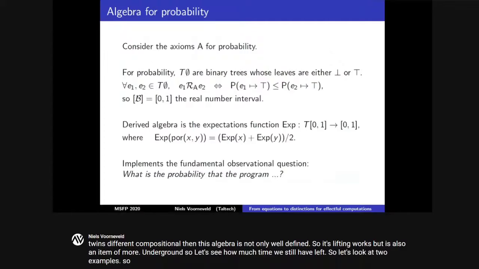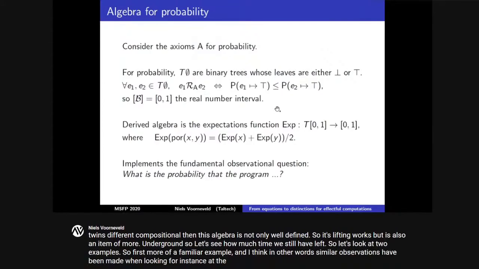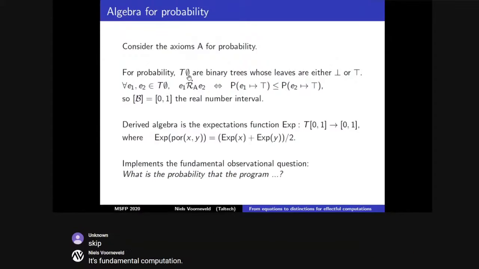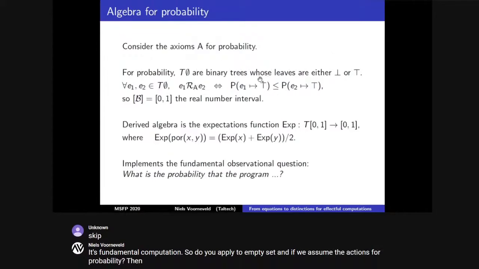So first, more of a familiar example, and I think in other works similar observations have been made, when looking, for instance, at the monad of subdistributions applied just to the unit element. In this case, we look at fundamental computation, so T applied to the empty set. And if we assume the axioms for probability, then we basically get a binary choice tree, which can either go to a failure state or a success state.